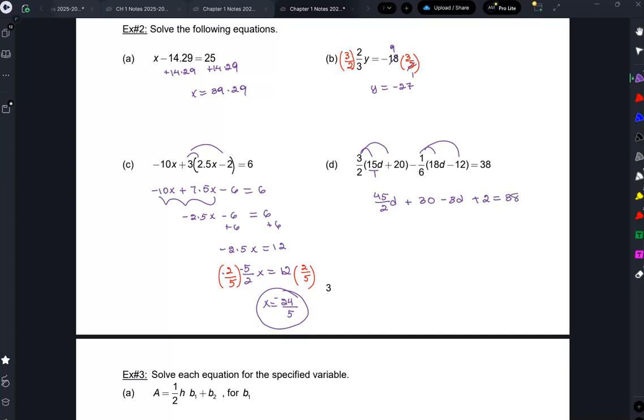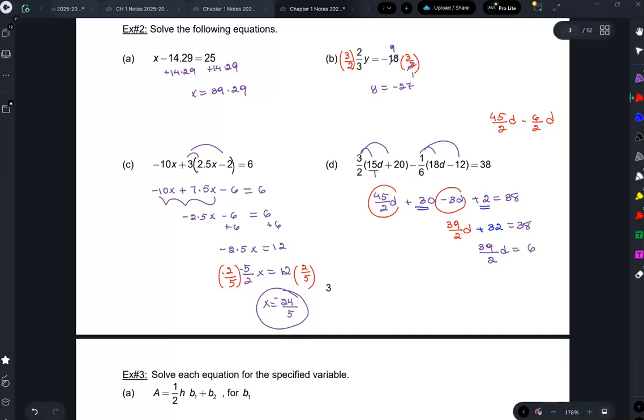Okay. Let's add some like terms here. I have 45 over 2d minus 3d. So that's 45 over 2d minus 6 over 2d, right? So how much will that be? 39 over 2d. And then I also have plus 30 plus 2. Okay? All right, let's subtract. So I get 39 over 2d is equal to 6.